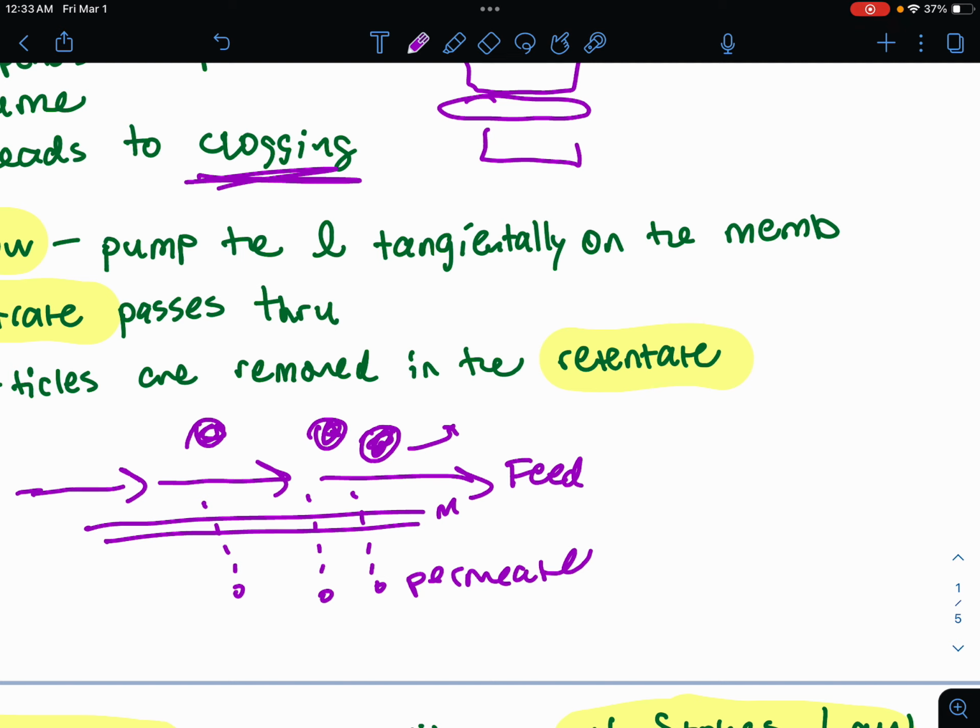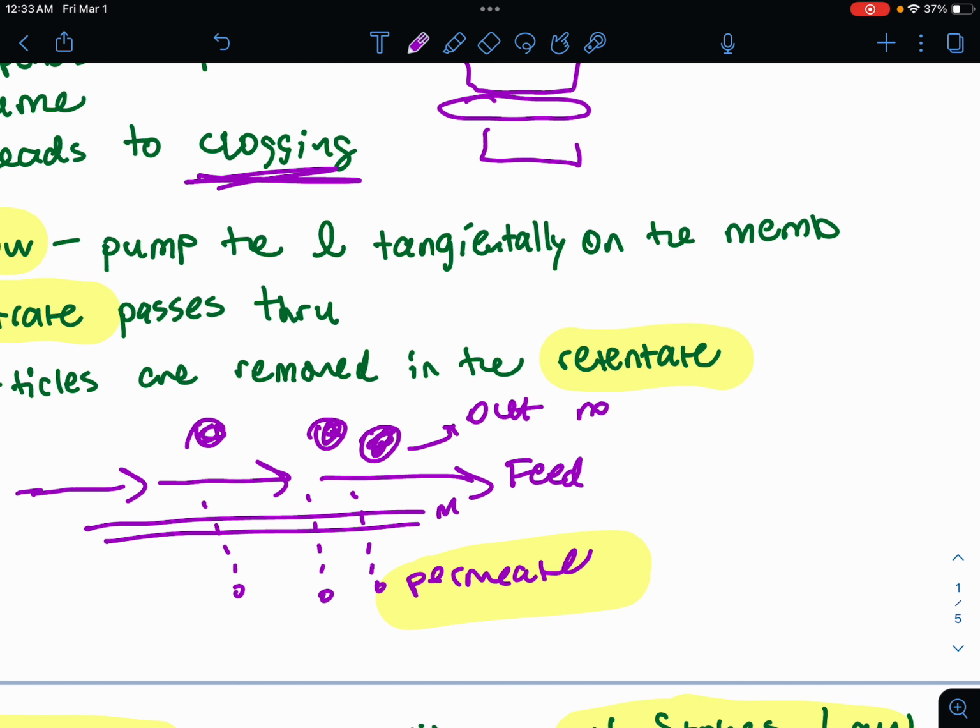Oh wait, shoot, I have that switched around. Look at that, I might need to go to sleep. So the permeate is actually what we need. I'm sorry about that. Don't listen to the person from 2 minutes ago. He got it wrong. So the retentate is the thing that you want out.